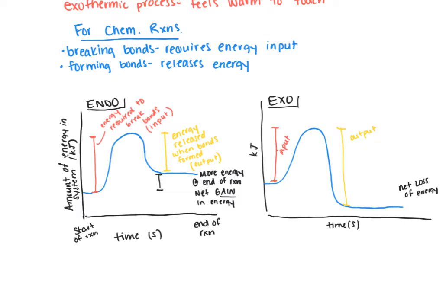So to summarize, an endothermic reaction has a greater energy input than energy output. So you can see this value here is larger than this value, where an exothermic reaction has a larger output than input. So whichever one's larger, that's going to determine whether it's an endo or exothermic reaction.